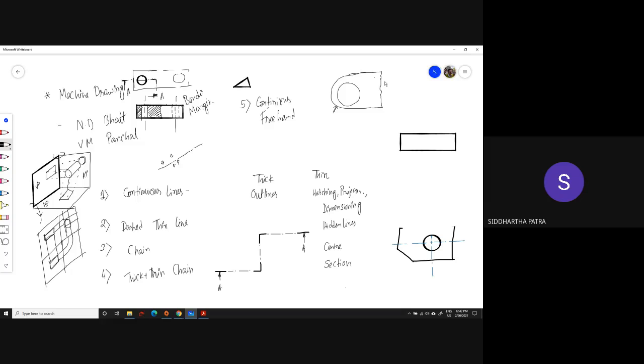But this is continuous freehand, and it is supposed to be thin as well. And then there is number 6, where I'm using zigzags.